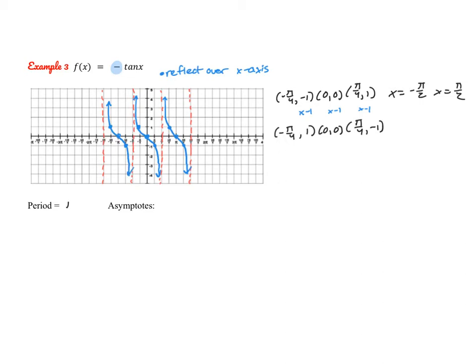So again, our period is still pi, and that's the length it takes for a tangent to repeat itself. And we have asymptotes at x equals negative 3 pi over 2, x equals negative pi over 2, x equals positive pi over 2, x equals 3 pi over 2, and again, this would just keep repeating every pi units.